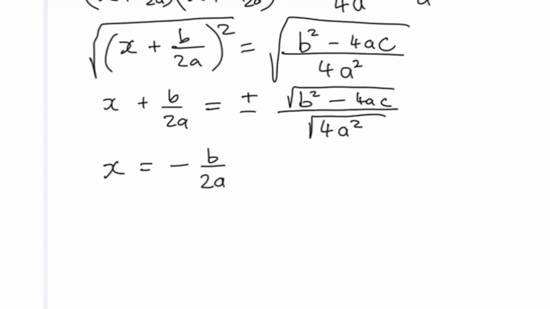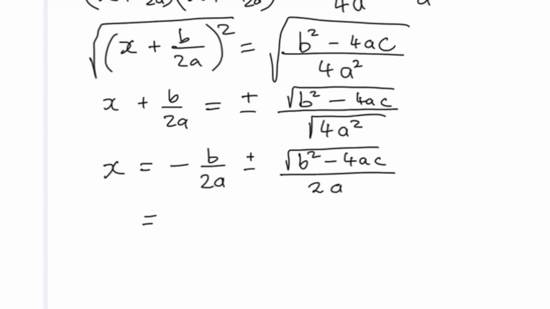Why is it becoming a minus? Because it was a plus on the left hand side. It will be a minus on the right hand side. Okay. When we subtract it from both sides, we can say that. Now we have plus or minus the square root of b squared minus 4ac over the square root of 4, which is 2. The square root of a squared is a. And now you've reached your final answer.